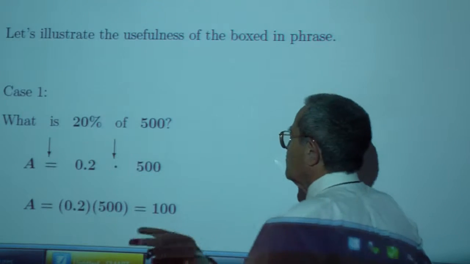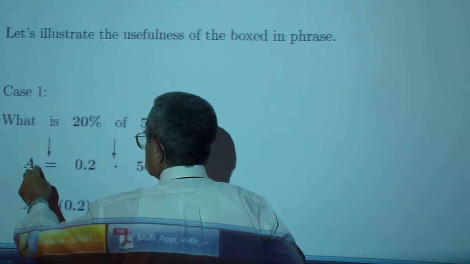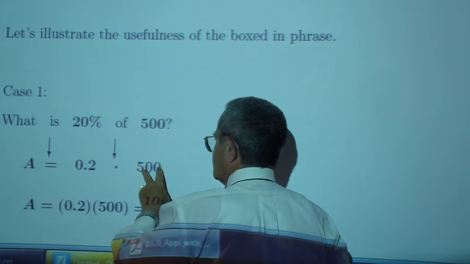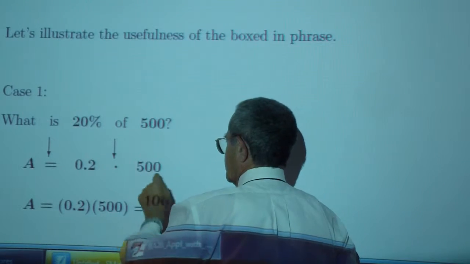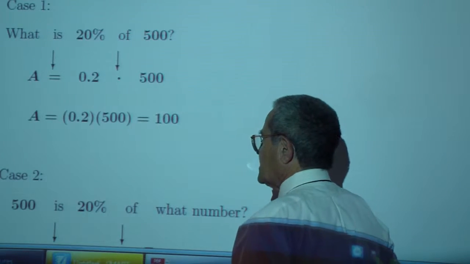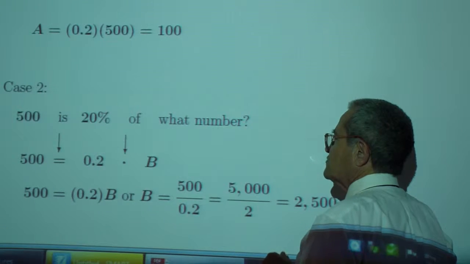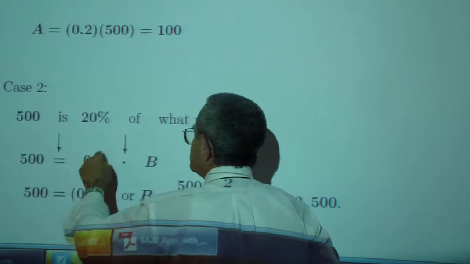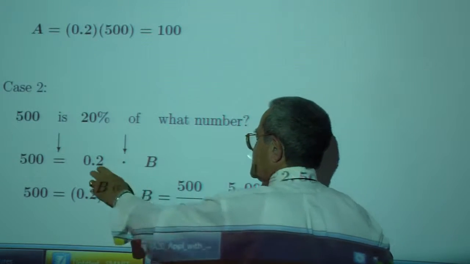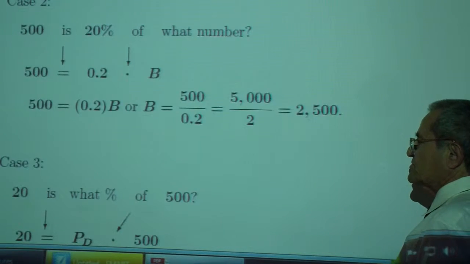Case 1, what is 20% of 500? What is 20%, 0.2, of 500, not 100. And this tells you to multiply, so the answer is 100. Case 2, the same two numbers, 500 is 20% of base. Base is the unknown. Divide both sides by 0.2, you come out with 2,500.